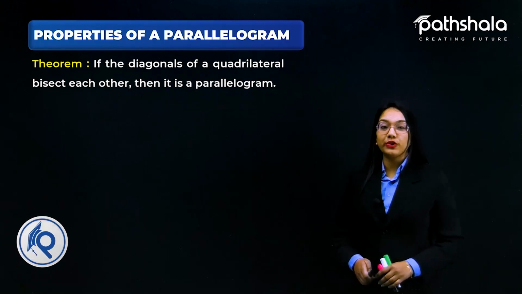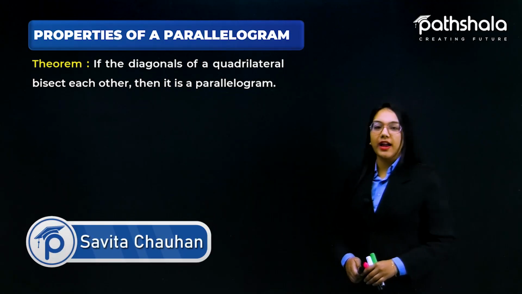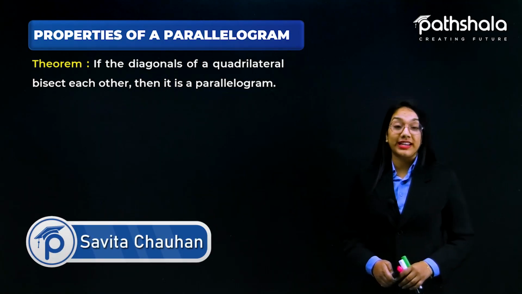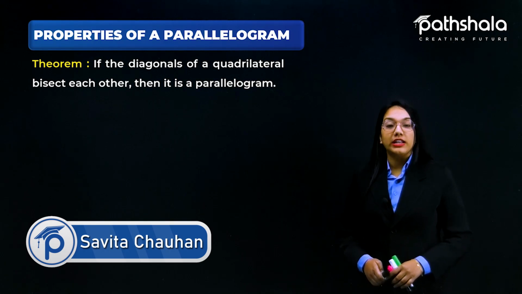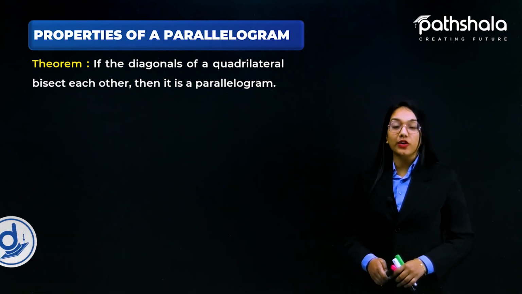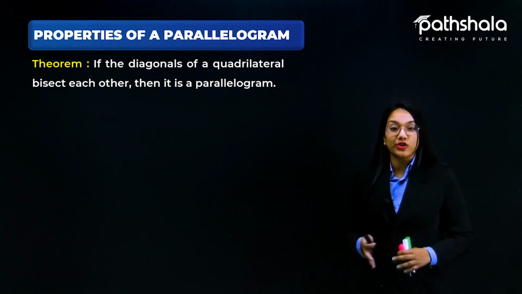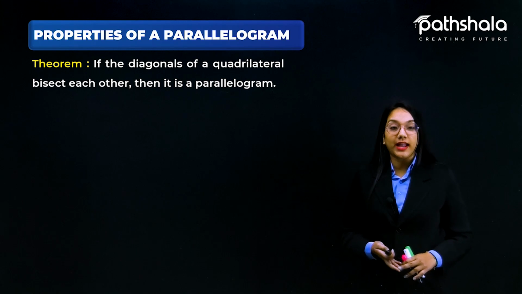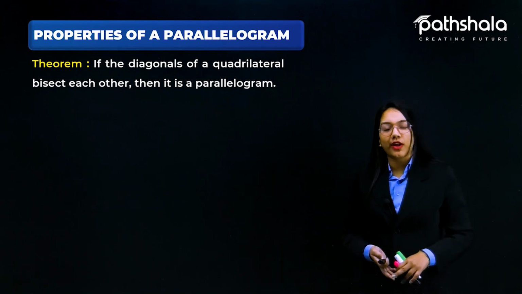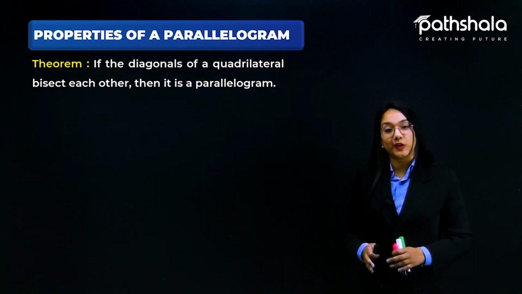Now let's move on to the next theorem, which says that if the diagonals of a quadrilateral bisect each other, then it is a parallelogram. Now we have to prove this. It is actually the converse of the previous theorem, in which we proved that the diagonals bisect each other in a parallelogram, and now we are proving the converse of this particular theorem.